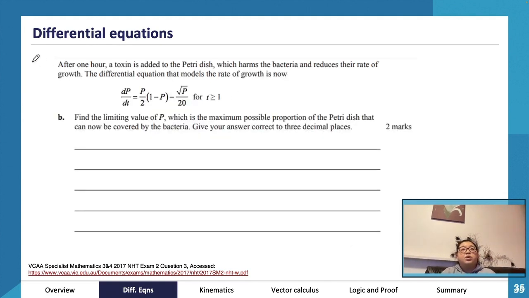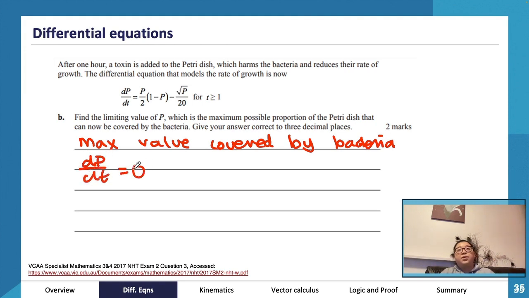Alright, so then after 1 hour, a toxin is added to the petri dish which harms the bacteria and reduces the rate of growth. So the differential equation that models the rate of growth is now going to be different, which is now going to be this instead. So they want us to find the limiting value of p, which is the maximum possible proportion of the petri dish that is covered by the bacteria, and give our answer to 3 decimal places. So in order for our max value covered by bacteria, essentially we need to solve for dp dt equivalent to 0, right?